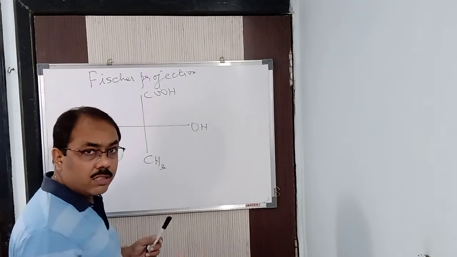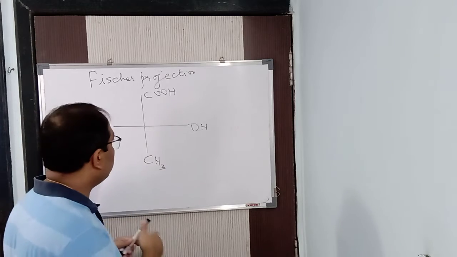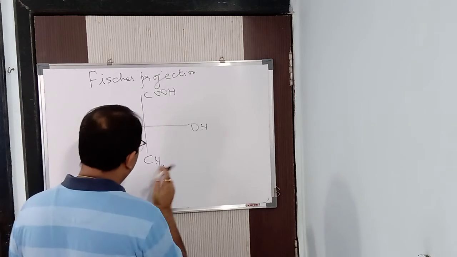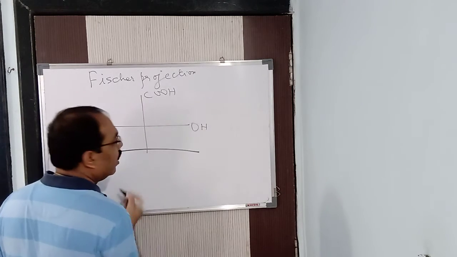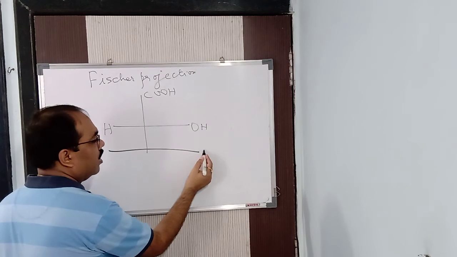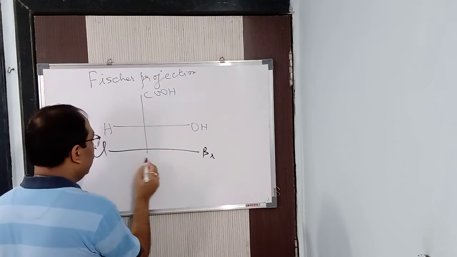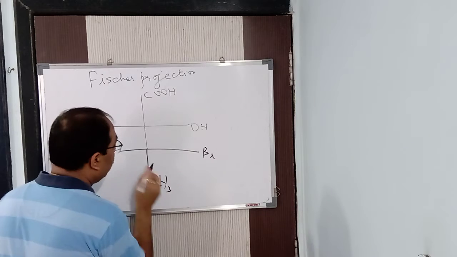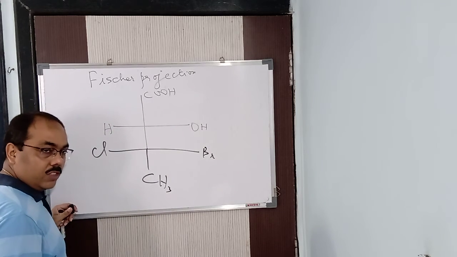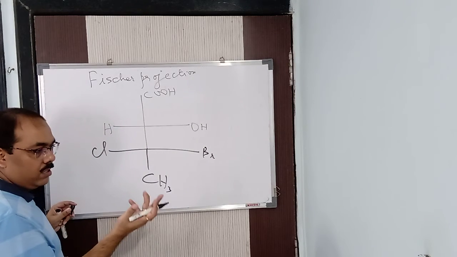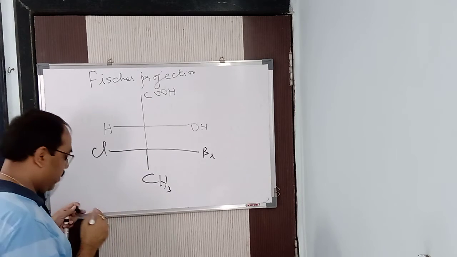The way I have written it, just draw 4 lines. Suppose you say, sir, one more is there. No problem, one more line you will write in this way. One more carbon atom. Like suppose here Br is there and here Cl is there, and here that is CH3. No problem, this is another carbon. In this way you will be writing it out.